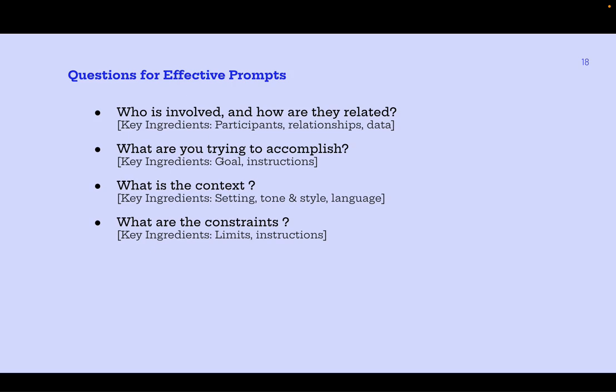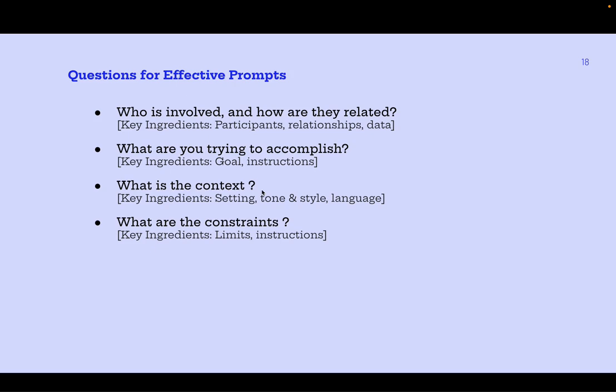So by answering this question, you're providing contextual information about your participants and how they are related, and any background and relevant data that you want to provide. Next is what you are trying to accomplish. It's very crucial that you provide the goal and set the objective of the prompt in a very clear way so that it helps the LLM to generate an effective output for your targeted audience.